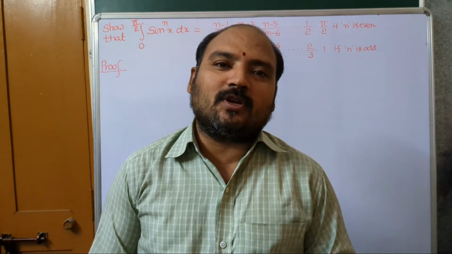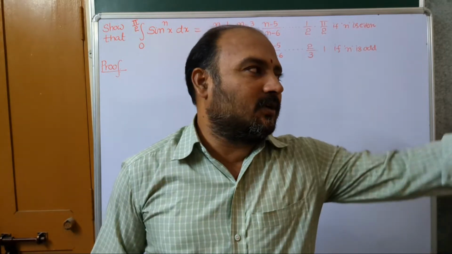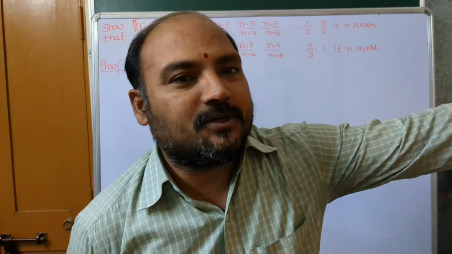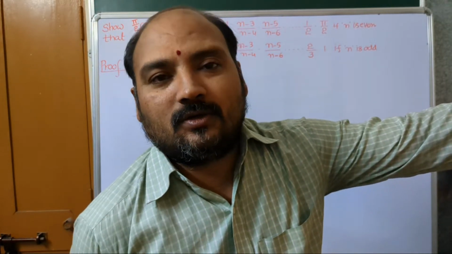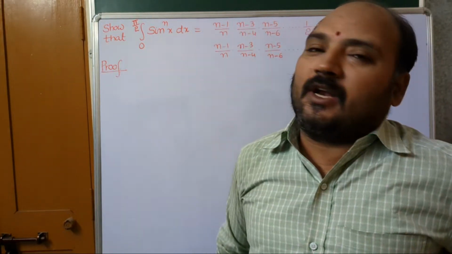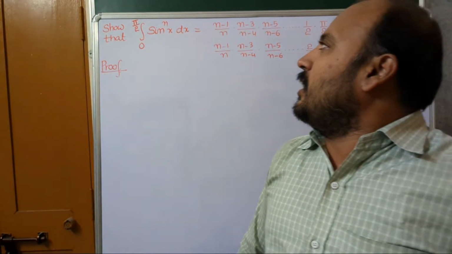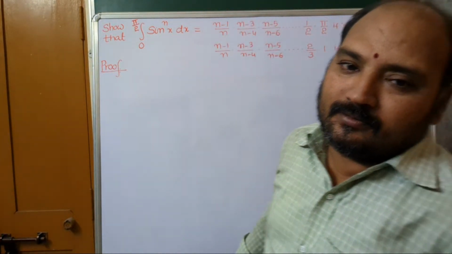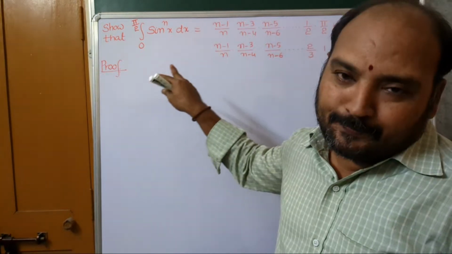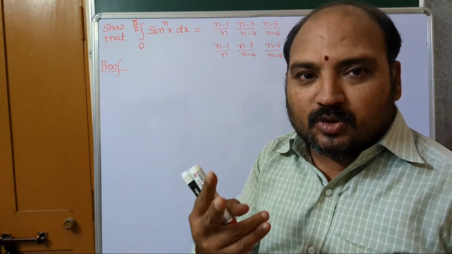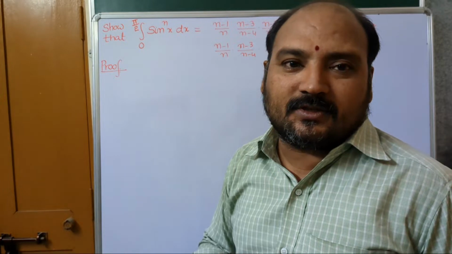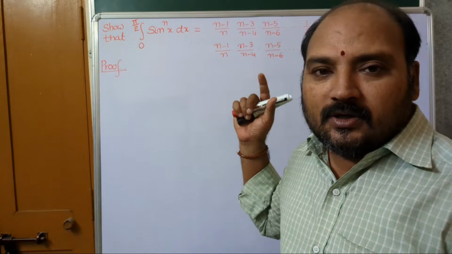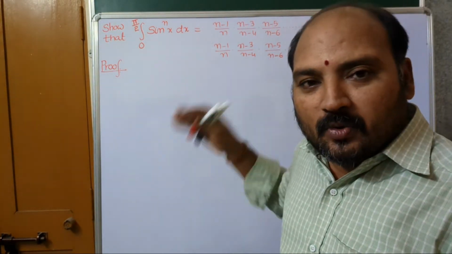One of our students requested a video on the definite integration reduction formula, that is, the integral from 0 to pi by 2 of sine power n x dx. So how to prove this? Based on this theorem, we may expect a 2 marks question. I already did it in live sessions. Once you go to the live session videos, you can search for the 2 marks videos I provided.